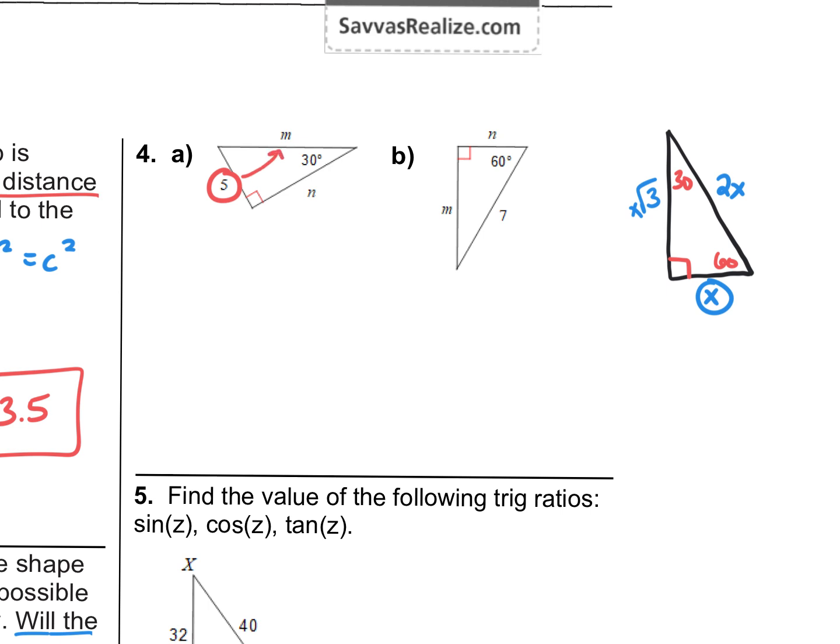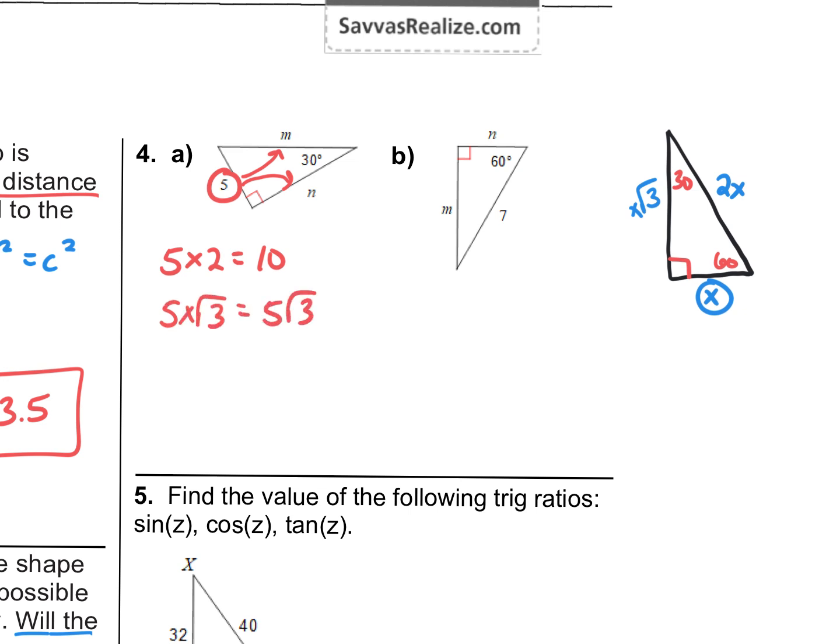How do I go from short leg to hypotenuse? 5 times 2 is 10. And how do I go find N? From where? Yes, so 5 times square root of 3 is 5 square root of 3.